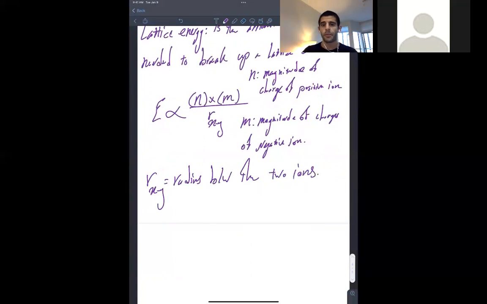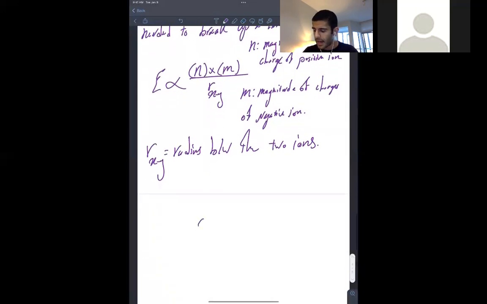So all you need to understand from this, again, we're never going to use this formula for mathematical reasons, at least in this course, is that the bigger the charges of the ions involved in the lattice structure, and the smaller the distance between the two atoms, the greater the lattice energy. The smaller distance comes from the radius, right?